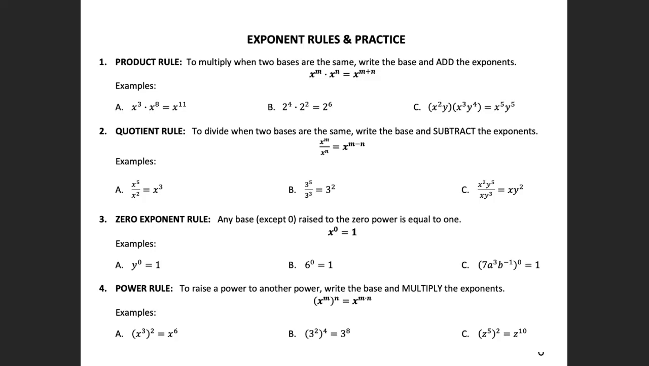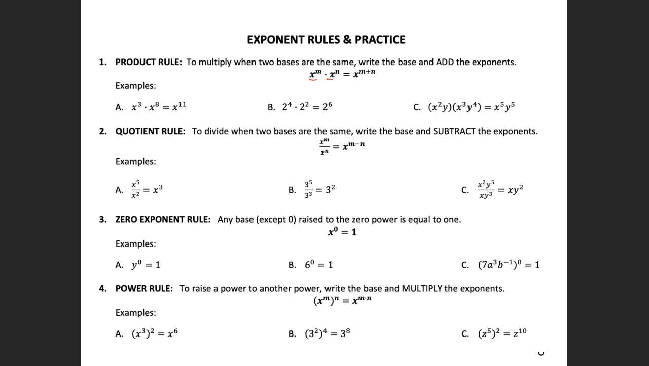Now, there are many rules for exponents, and I'm hoping we don't have to go through every single rule, but here are the rules. The product rule says that if the bases are the same, we add the exponents. So for example, x to the third times x to the eighth is equal to x to the 11th. The base stays the same. So if the bases are the same, you add the exponents.